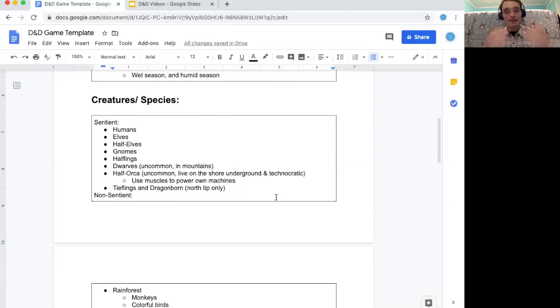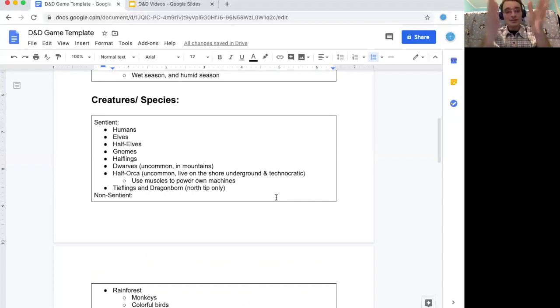You don't necessarily have to do all of them. You could say, for example, that in my world, there are no half-elves, there are no halflings, but make sure that your players understand that, and make sure that your players are okay with it, and work with your players to make sure that it's something that both of you are going to be okay with.